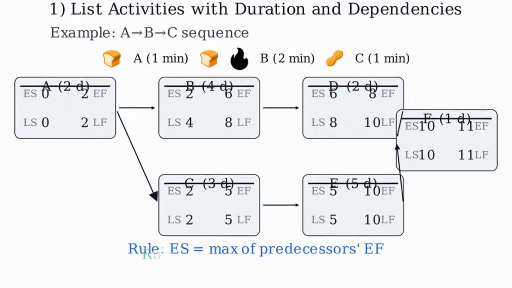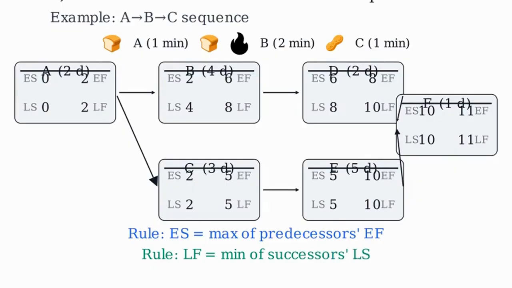Next, the backward pass computes the latest times without delaying the finish. The latest finish of the final activity equals its earliest finish. Then we move backward. The latest start equals latest finish minus duration. And the latest finish of an activity equals the minimum of the latest starts of its successors.